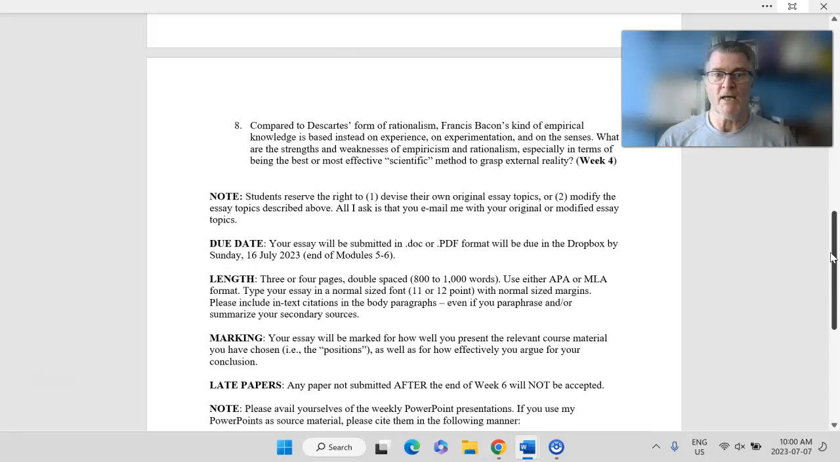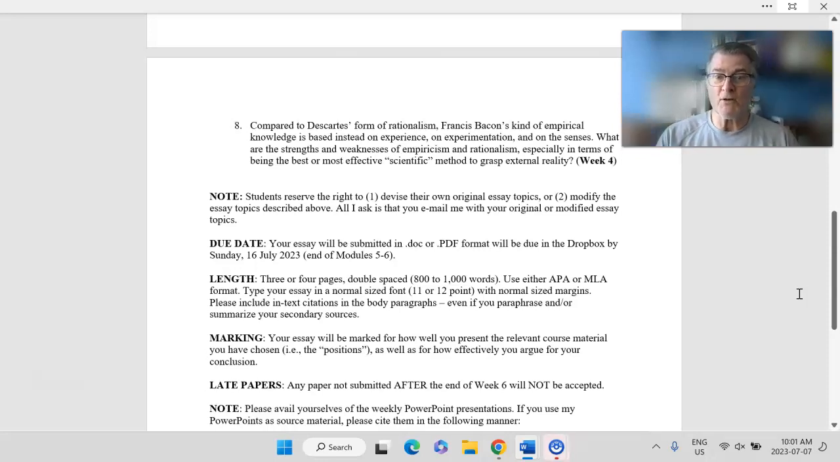Now, this is important. Please include in-text citations in the body paragraphs, even if you paraphrase or summarize your secondary sources. What I'm talking about here is this right here. So you need to include in-text citations in the body paragraphs, so I need to see where your secondary sources are being used in the paper and what they are.